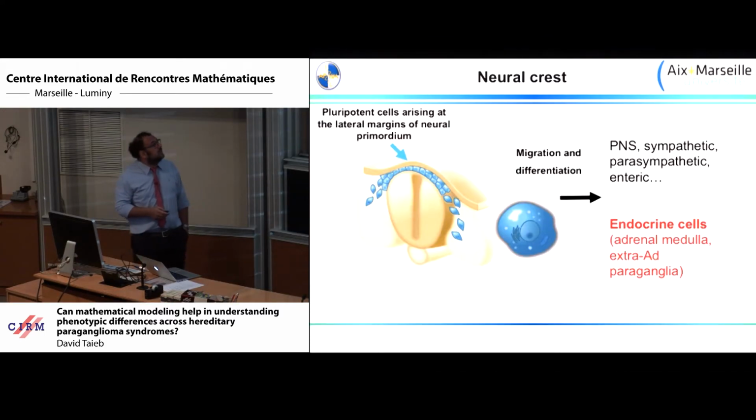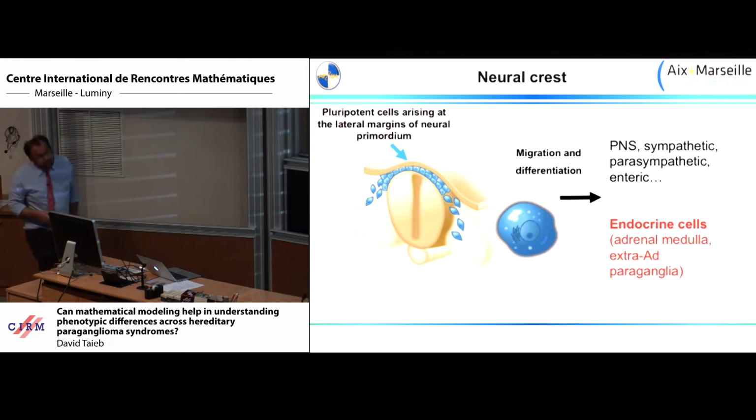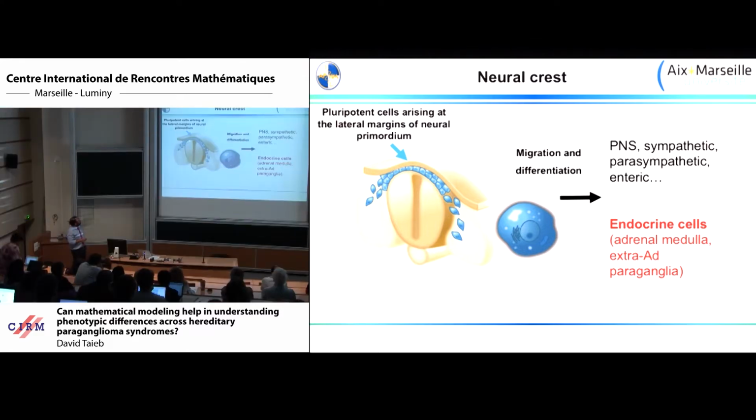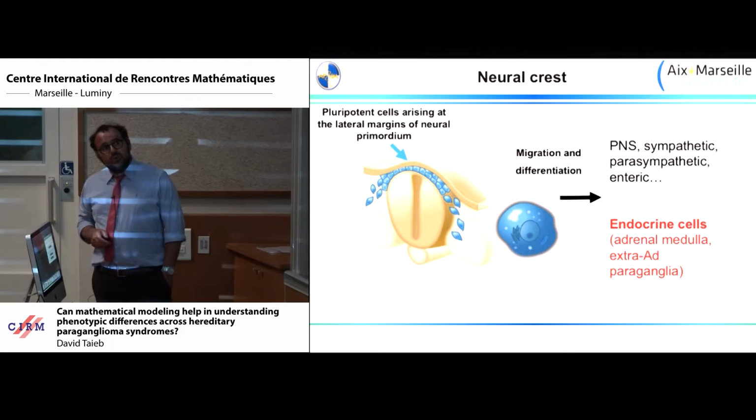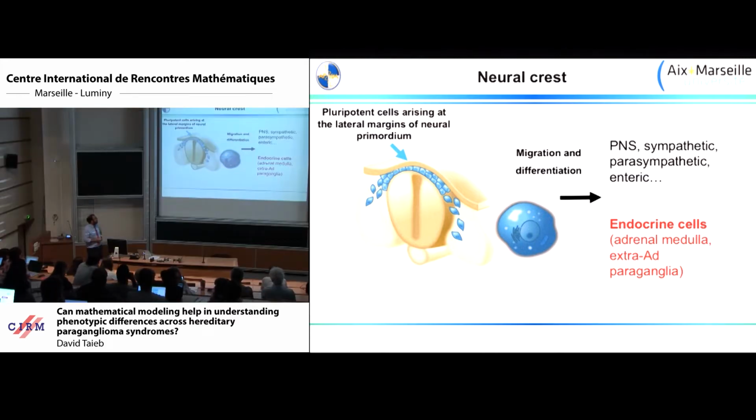So, a background. As you know, during embryology, there are some cells which are pluripotent, and these cells are destined to migrate and to differentiate into various tissues, including some neurons, for example, sympathetic and parasympathetic neurons, but also some endocrine cells which are located in the adrenal glands, also called the adrenal medulla, and extra-adrenal paraganglia.